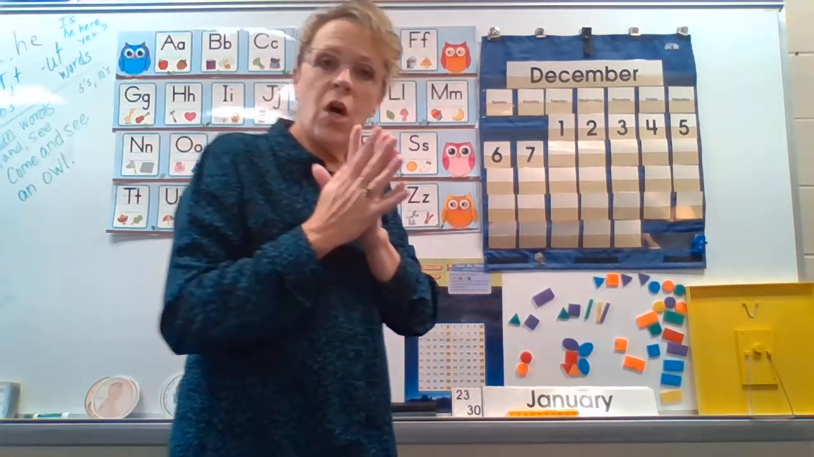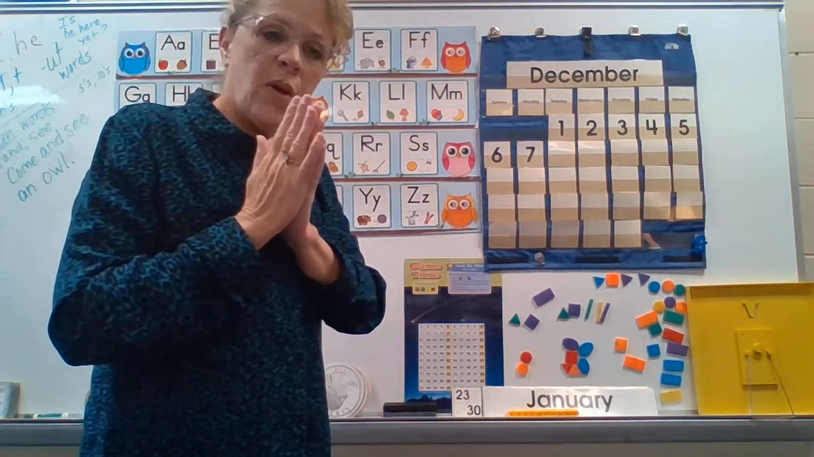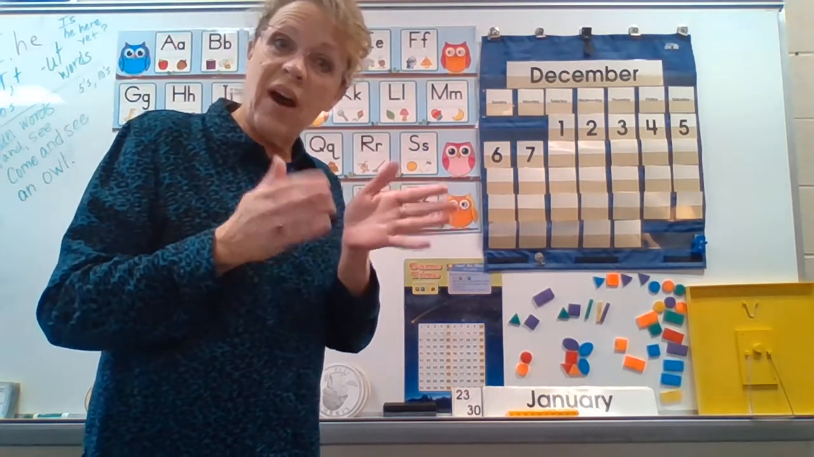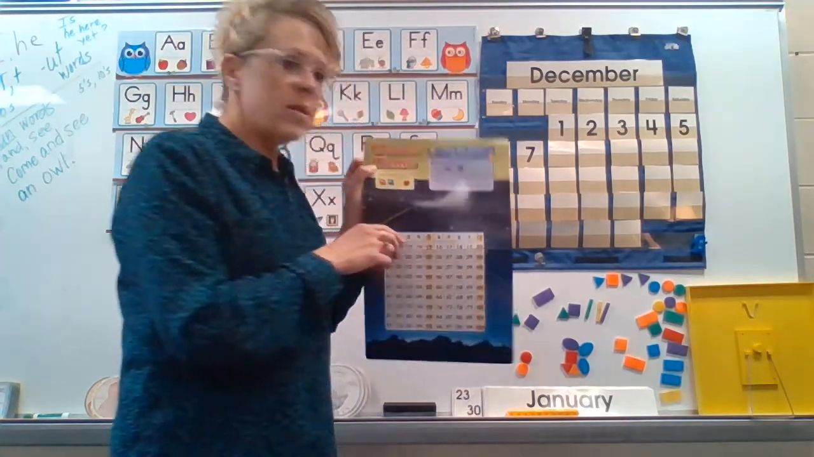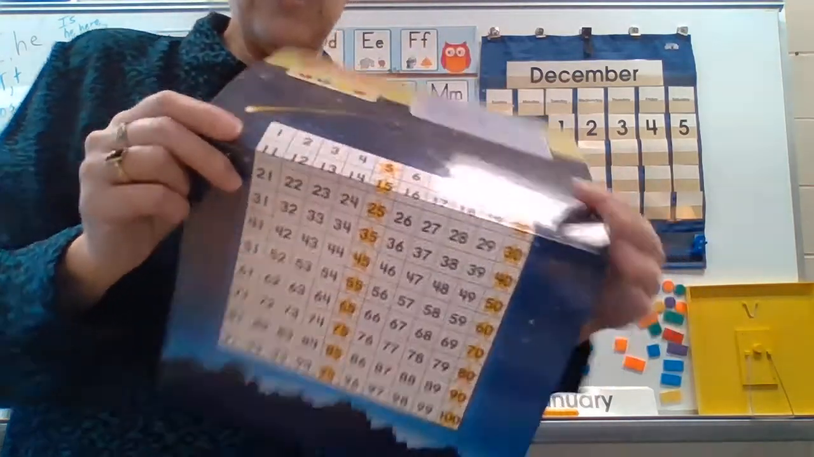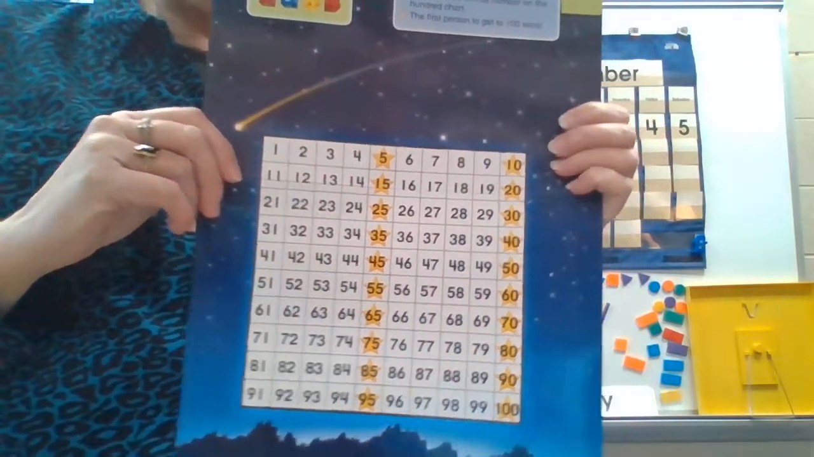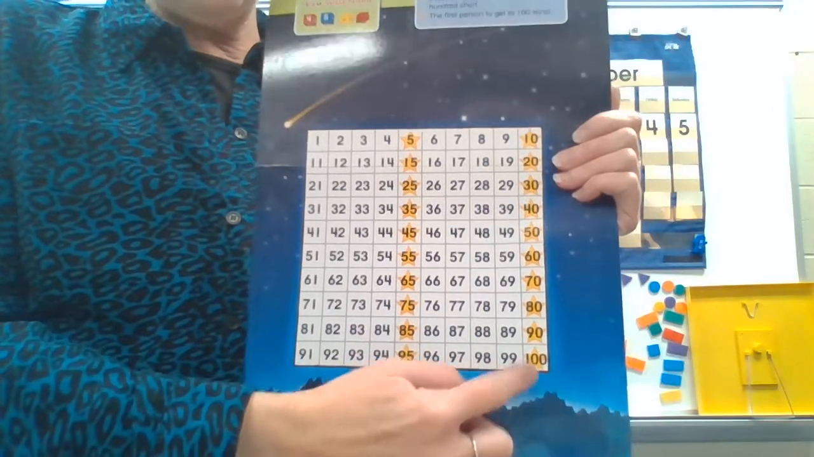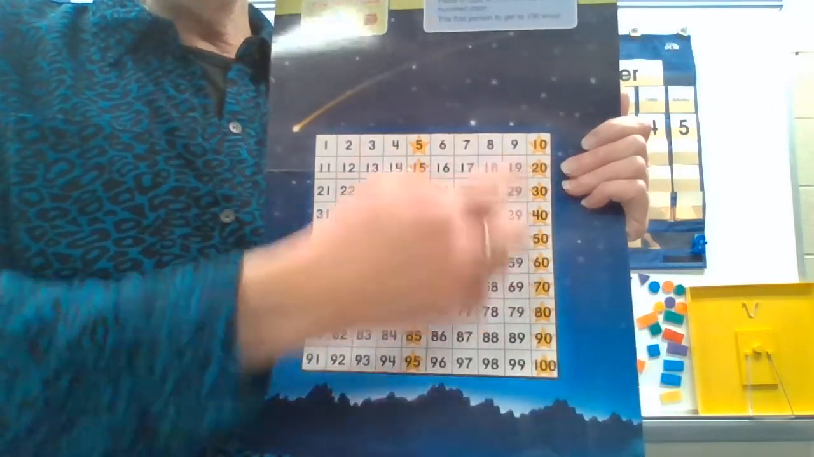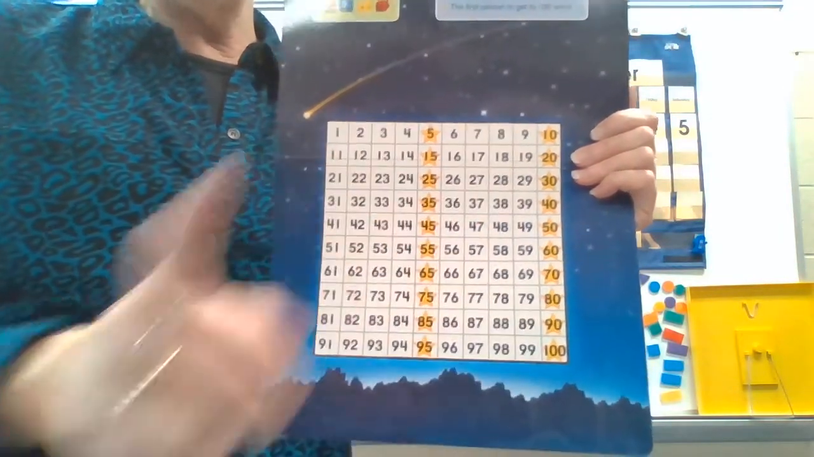All right, so this week we are going to start learning to count by 5s and 10s. And here's the cool thing. I have this little chart, and it makes it super easy to count by 5s and 10s. All right? So if you follow with me, I'll go through here and count by 5s to 100, and then we'll count by 10s to 100. Let's see if you can do it.